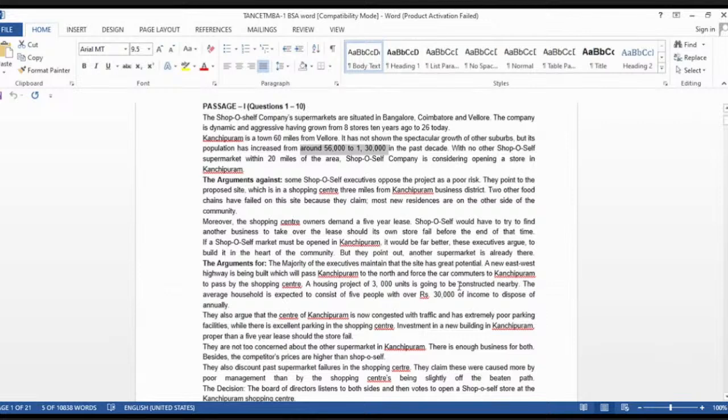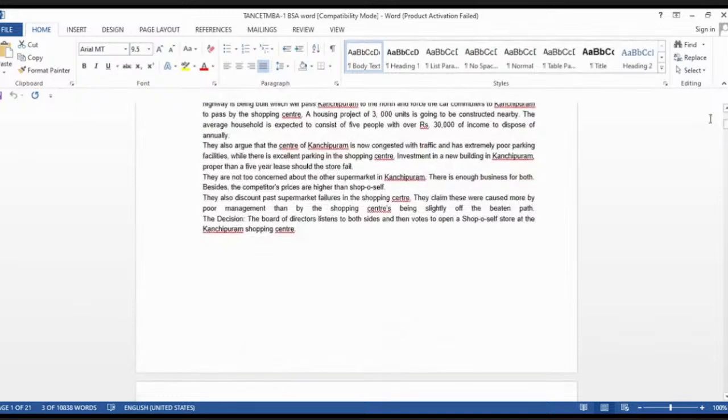ப்ளஸ் அடுத்து ஒரு ஈஸ்ட் வெஸ்ட் ஹைவே பில்ட் ஆகுது, அதனால அது ஒரு ஆப்ஷன் இருக்கு. இன்னொன்று ஹவுசிங் ப்ராஜெக்ட் ஒரு 3000 யூனிட்ஸ். 3000ன்றது பெரிய விஷயம். ஹவுசிங் ப்ராஜெக்ட் ஆஃப் 3000 இஸ் கோயிங் டு பி கன்ஸ்ட்ரக்டட் நியர்பை அப்படின்னு சொல்றாங்க. இன்னொன்று பர்ச்சேசிங் பவர் அப்படின்னு முக்கியமான பாயிண்ட். ஈவன் த க்ராசரிஸ் எசென்ஷியல் ஃபார் ஃபேமிலி பீப்புள், இருந்தாலும் 30,000 ஆஃப் இன்கம் டு டிஸ்போஸ் ஆஃப் ஆனுவலி அப்படின்றாங்க. ஸோ இந்த பாயிண்ட்ஸ் எல்லாம் பார்க்கும்போது நல்ல பொட்டன்ஷியல் இருக்கு அப்படின்னு மேனேஜர்ஸ் சொல்லி, we can open a store அப்படின்னு சொல்றாங்க.